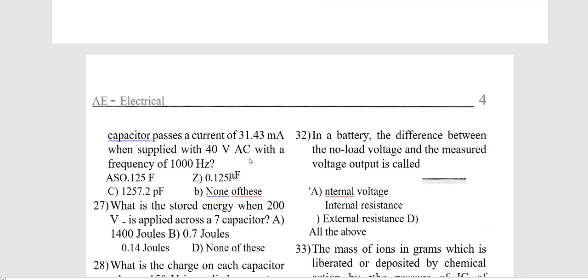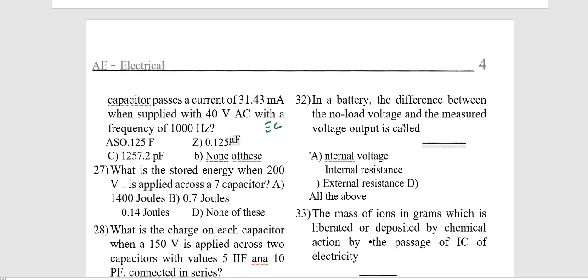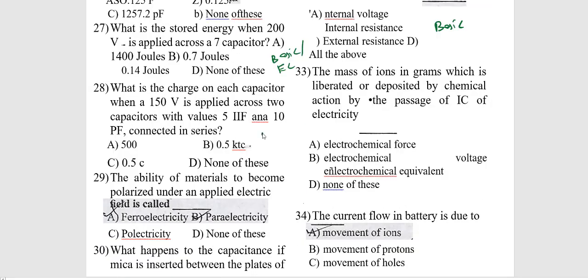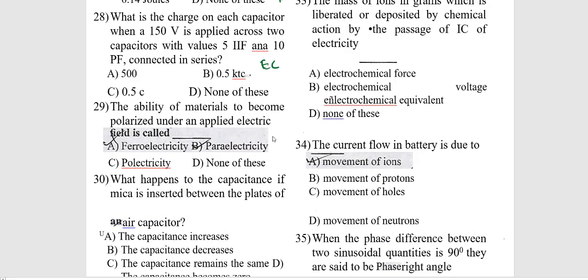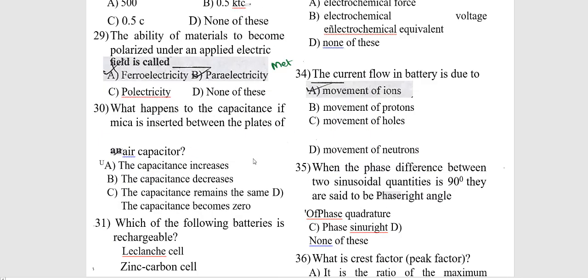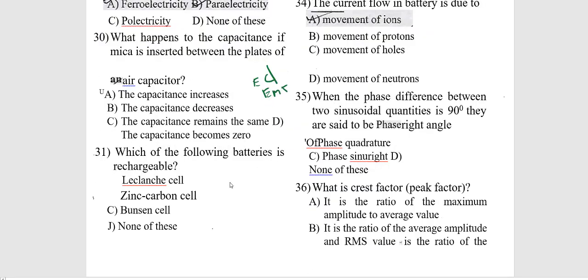26, this is one also electrical circuits or AC fundamentals. In a battery, difference between no load voltage and the measured voltage is called. Again this is basic, or you can consider electrical circuits. Next, this is also electrical circuits. This is materials. Again electrical circuits or EMT. This one electrical engineering materials.